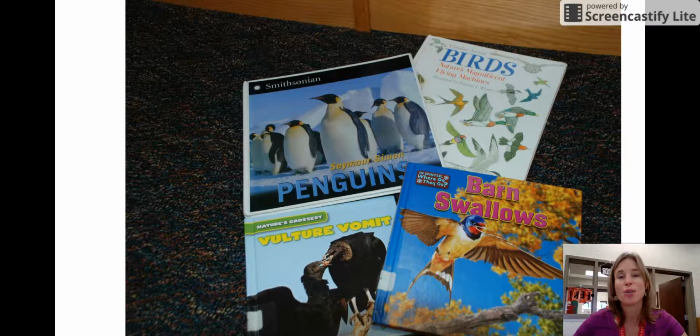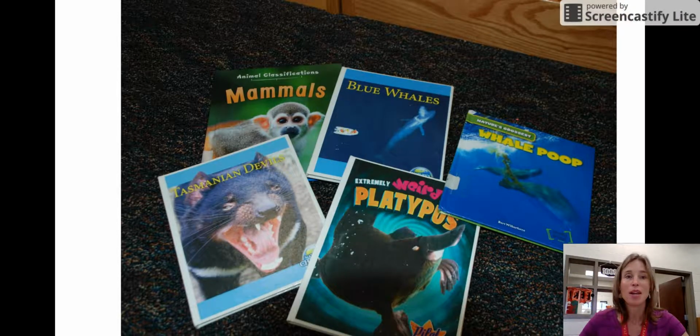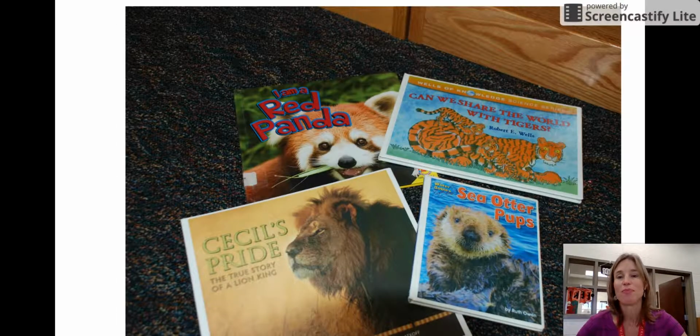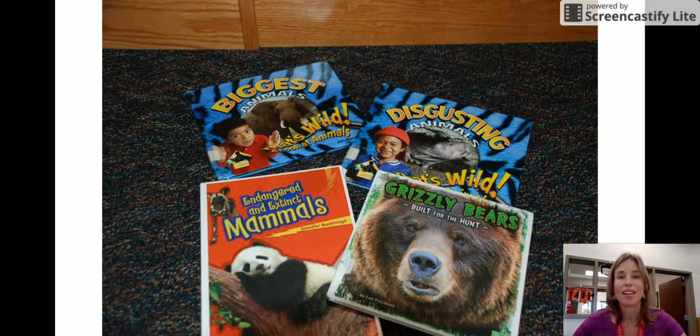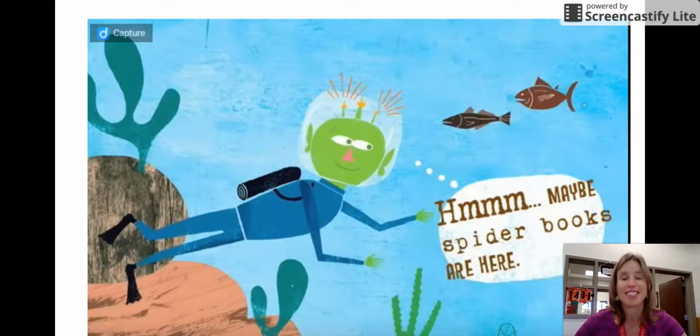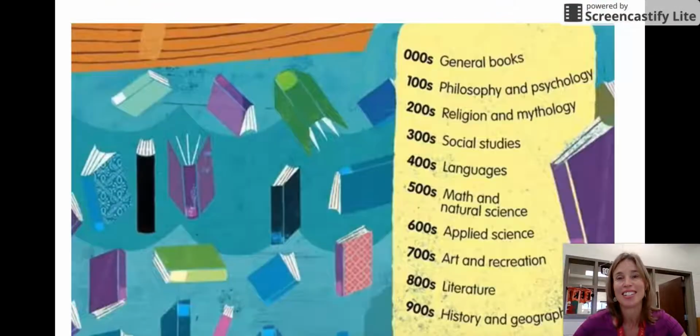We go on to penguins and vultures and swallows and birds, and then down to mammals like the blue whale and whale poop. We have the Tasmanian devil, Cecil's Pride, and other lions. And here's another one of those books. Can we share the world with tigers? Again, we have grizzly bears, disgusting animals, biggest animals, and other mammal books. Yes, spider books are in this area.